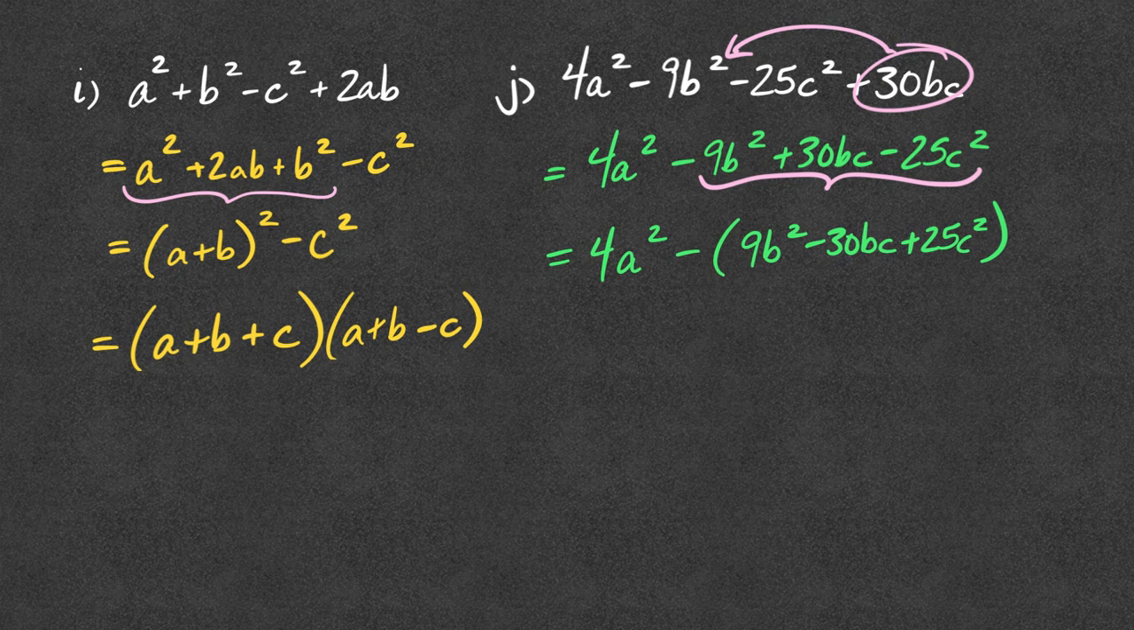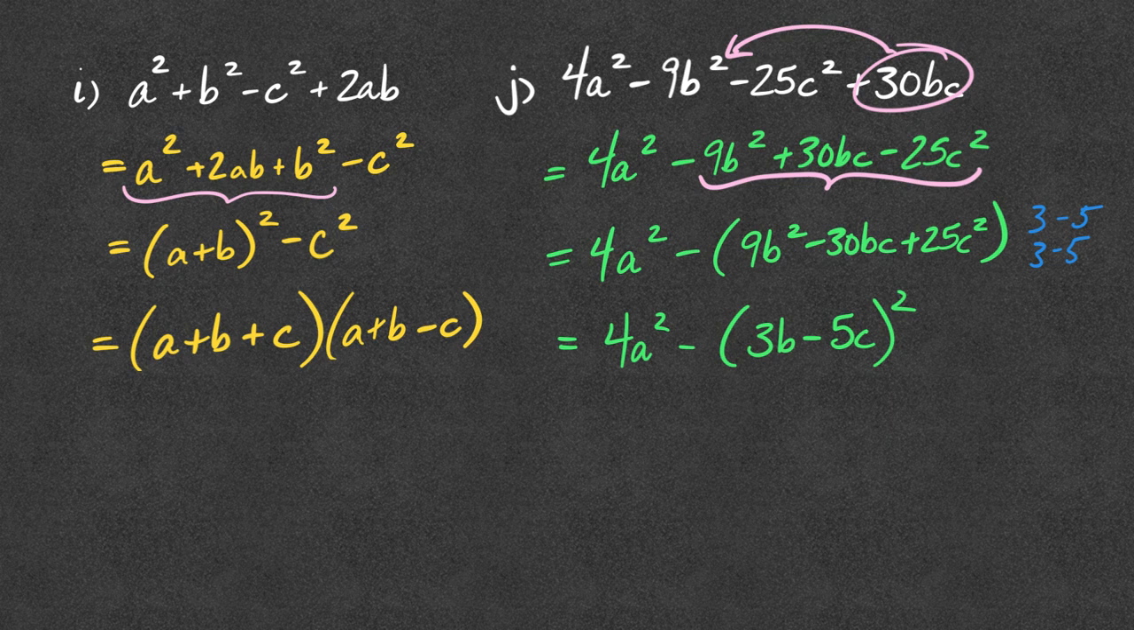Well, my first term is 9b squared. That could be a 3 times 3. My last term is 25c squared. That could be a 5 times 5. And if I check, 15 and 15 does give me 30. So if I were to factor that expression, that would be a 3b minus a 5c all squared.